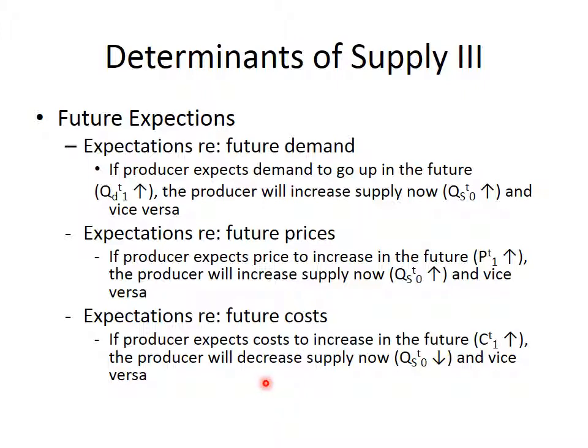If the producer expects cost to increase in the future, the producer will decrease supply now. Okay? Well, when I decrease supply, that's going to pull the supply curve inward to the left, and that's going to decrease supply and increase the price. So again, it becomes kind of a self-fulfilling prophecy.